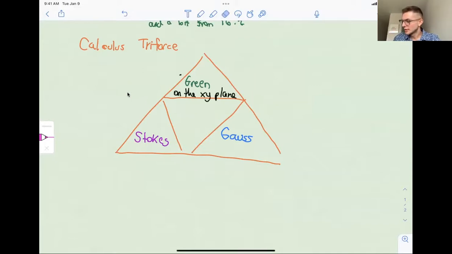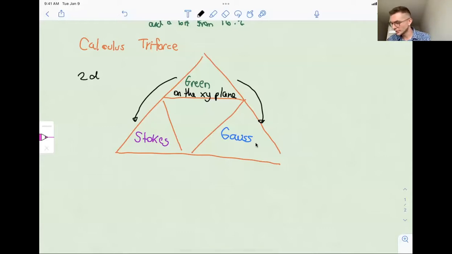Okay, so there are 2 ways to generalize Green's theorem, or there are 2 versions of Green's theorem, and one version becomes Stokes' theorem, and the other version becomes Gauss's theorem. So today we're going to study this version for the XY plane, and then after the break we'll cover its generalizations to 3 dimensions. So this is in 2 dimensions, and this is in 3 dimensions.